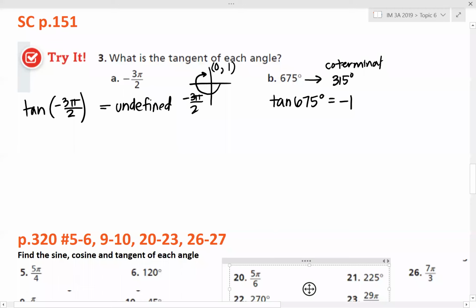Okay, so the answer for try 3A is undefined. So that coterminal angle is 90 degrees, negative 3 pi over 2, or positive pi over 2. And then the coterminal angle to 675 is 315. So using the unit circle, tangent of 675 then is negative 1.